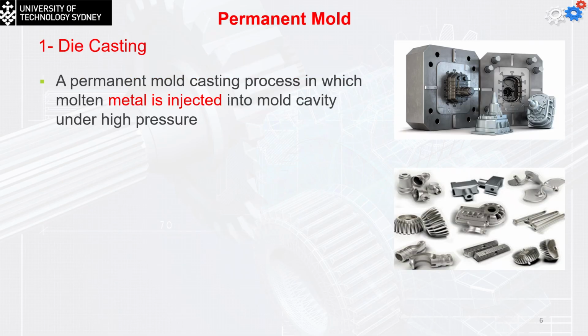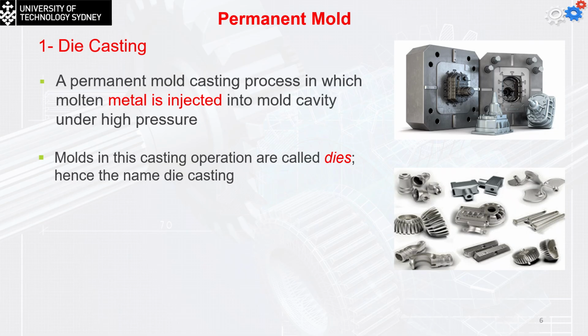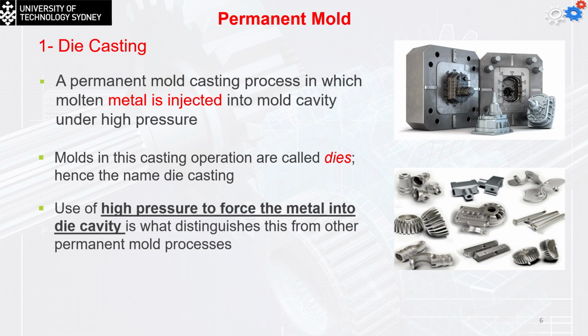The first type is die casting, a permanent mold casting process in which the molten metal is injected, not poured, into the mold cavity under high pressure. The molds in this casting operation are called dies, which is where we get the name die casting. The use of high pressure to force the metal into the die cavity is what distinguishes this from the other permanent mold processes, where the metal is poured.